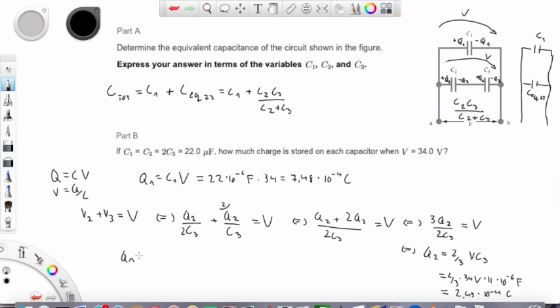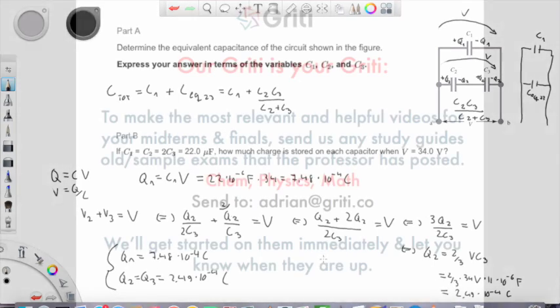So Q1 was 7.48 times 10 to the minus 4 coulombs, and Q2 is 2.49, but we know that Q2 is the same as Q3, so they're both 2.49 times 10 to the minus 4 coulombs.